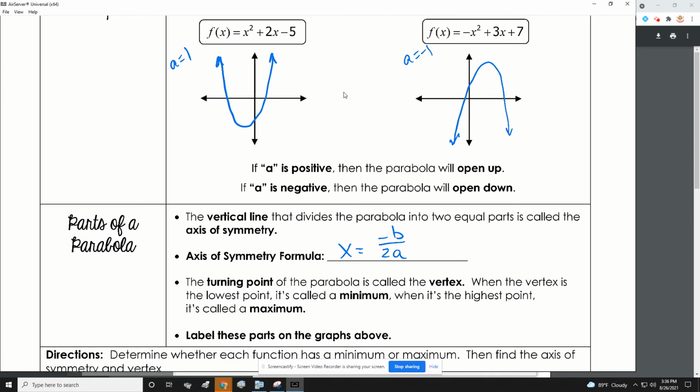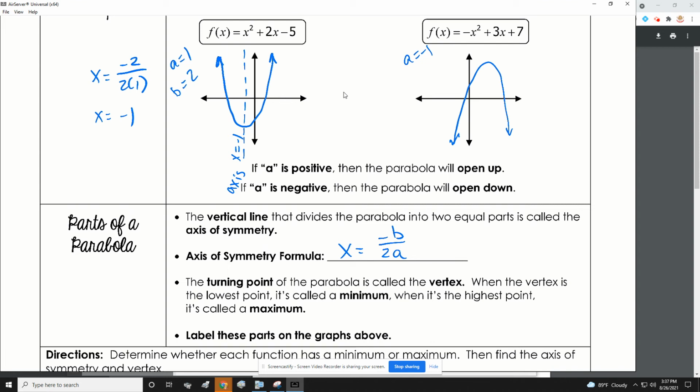All right, so for example, on this one, a we already said was 1. B, in this case, is the number in front of x. So b is 2. So if we were going to find the equation of the axis of symmetry on that one, it would be x equals the opposite of b, so negative b over 2 times a, which is going to be x equals negative 1, which is this. If I drew it perfectly, that would be the axis of symmetry. It's the line x equals negative 1.